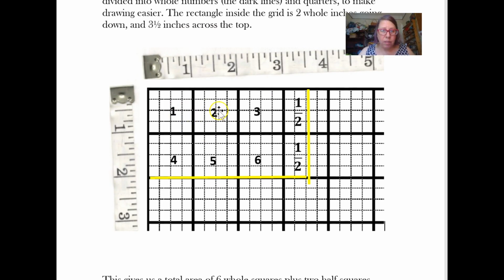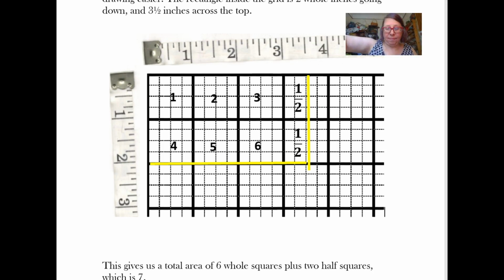And here you see 1, 2, 3 whole squares. Here's my half square where I stopped at the 1/2 inch mark, right? This is 3.5, halfway between 3 and 4. And then 4, 5, 6 whole squares, and here's my second 1/2. And so I have 6 whole squares and 2 half squares. That's 1 more whole, that's 7 whole squares.